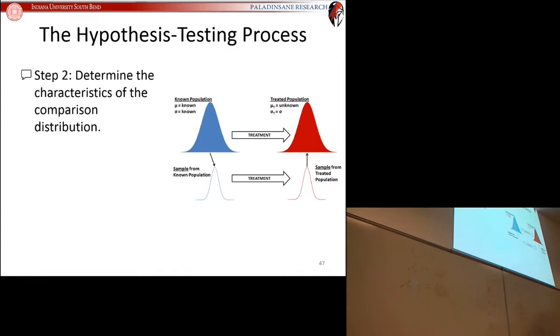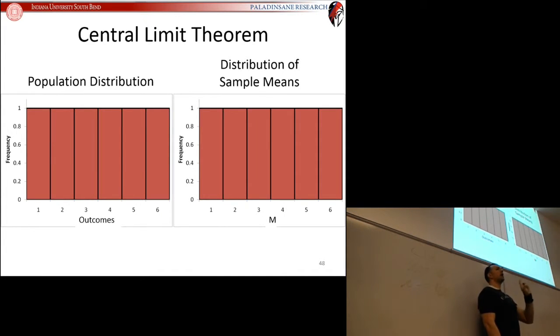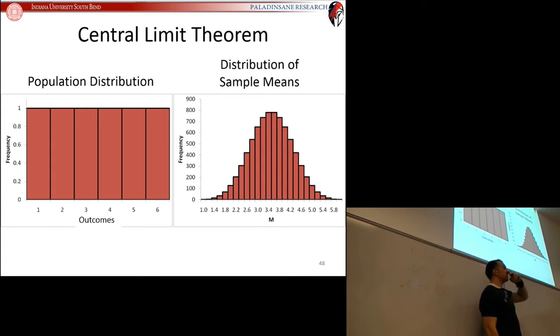All right, step 2, determine the characteristics of the comparison distribution. All I want you to think about right now is that your comparison distribution is not your population distribution. It is your distribution of sample means. And the only time your distribution of sample means will look like your population distribution is when you have a sample size of 1. That's why in your homework you will start off with a sample size of 1. But as soon as you add more and more people to your sample, your comparison distribution starts looking like a normal curve. Importantly, it does not look at all like your population distribution.